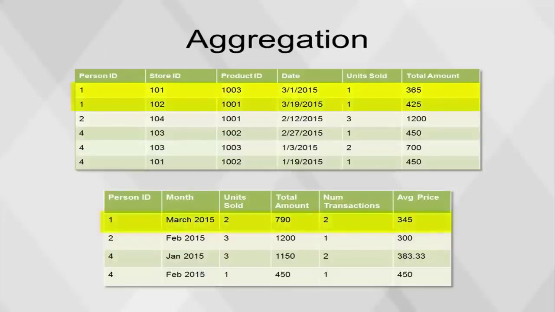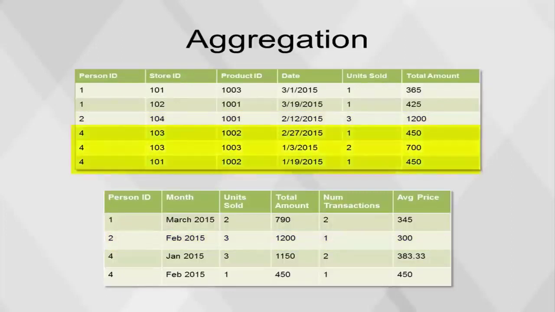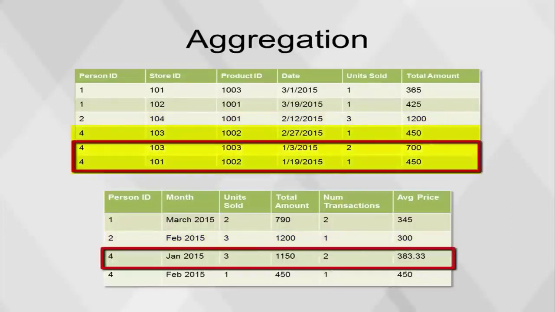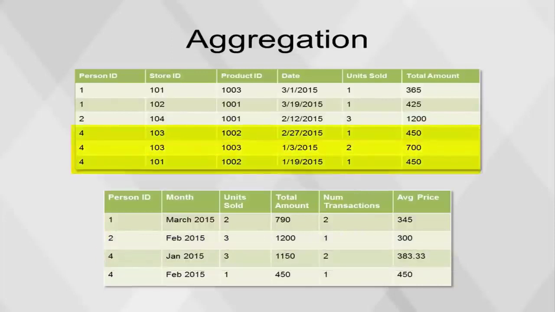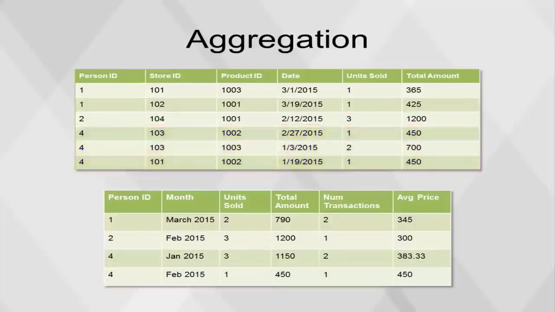Transactions for person ID 1 are only in March of 2015. There's only 1 transaction for person ID 2 occurring in February 2015. And there are 3 transactions for person ID 4, 2 occurring in January and 1 occurring in February of 2015. Within each of these combinations, each of the calculations are performed. Here we'll show you the first row as an example.